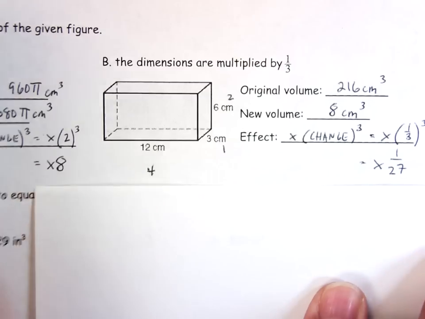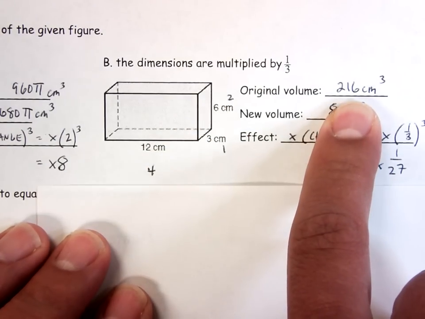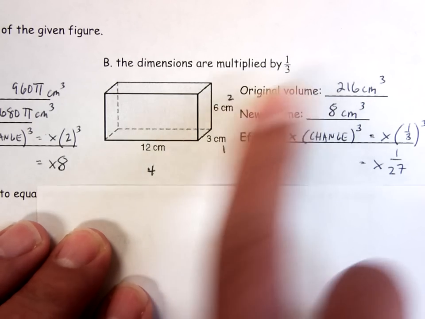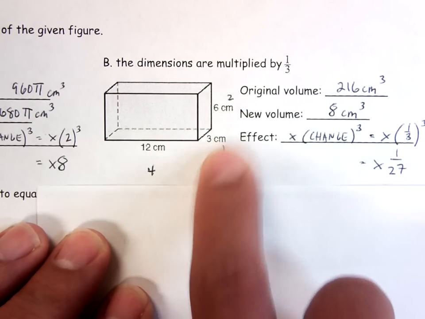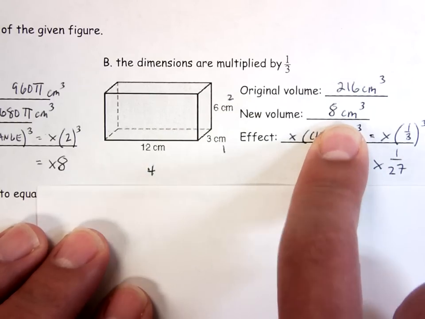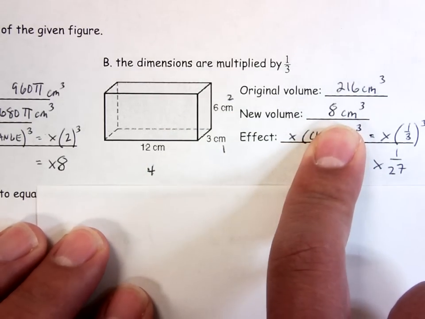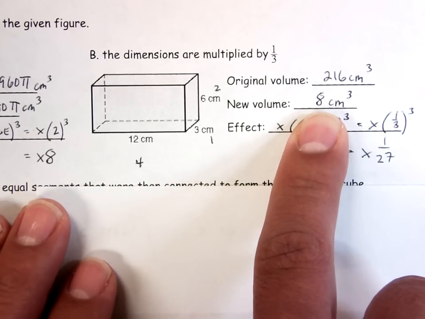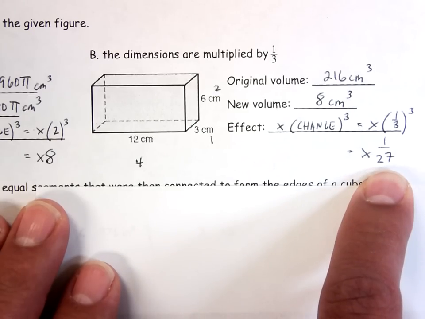Now I have a rectangular prism. My original volume is just 12 times 3 times 6, which gives me 216 centimeters cubed. Then it tells me to multiply all the dimensions by 1/3. So now this one is 4, this one is 1, this one is 2. So the volume is 4 times 1 times 2, my new volume is 8. So original volume 216, new volume 8. Again, what was my effective change when I went from 216 to 8? I multiplied it by 1/27, or I divided by 27.